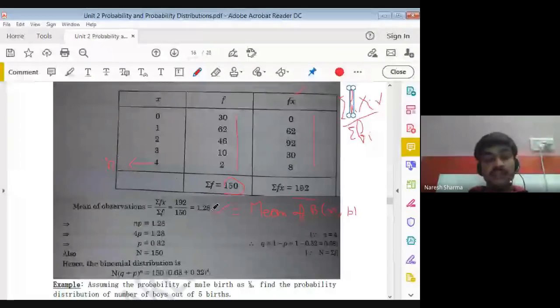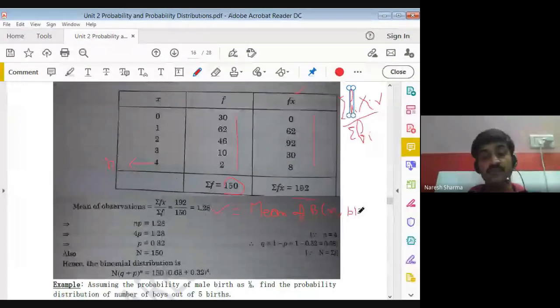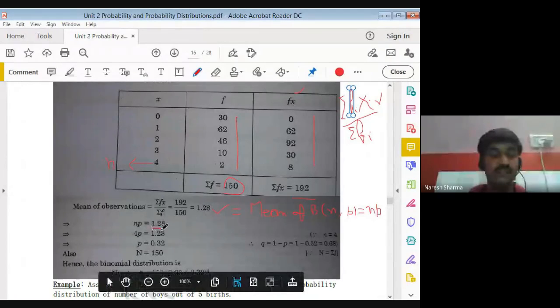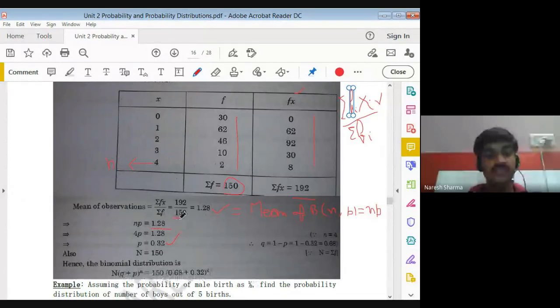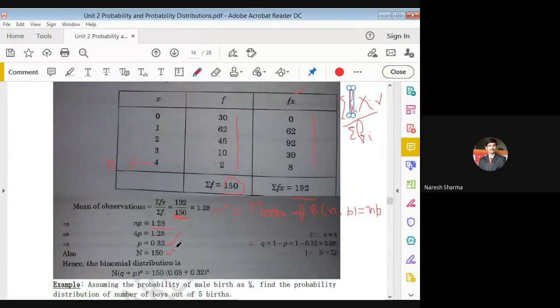So, we know that the mean in a binomial distribution is represented by n into p. So this n into p is equal to 1.28, where n is 4, so the probability of success p is 0.3. And the total frequency is 150, so capital N is 150.